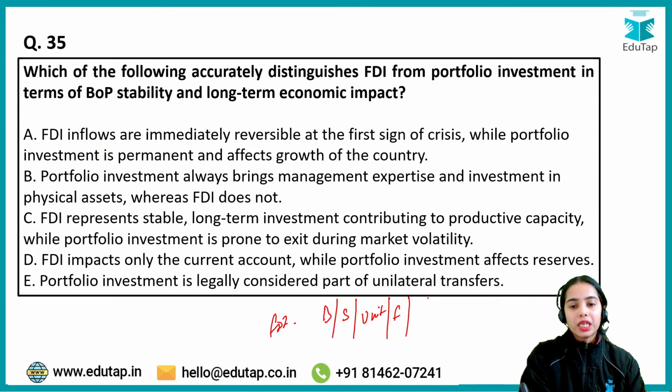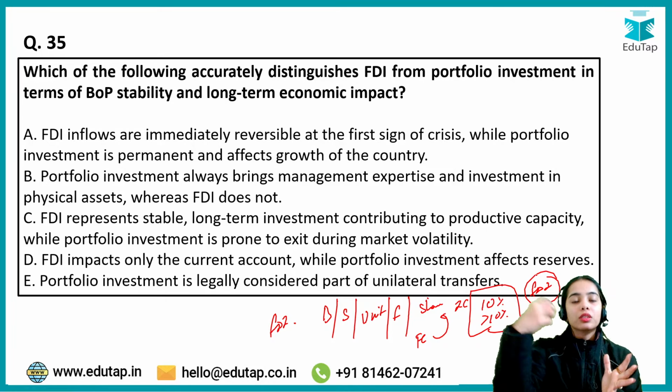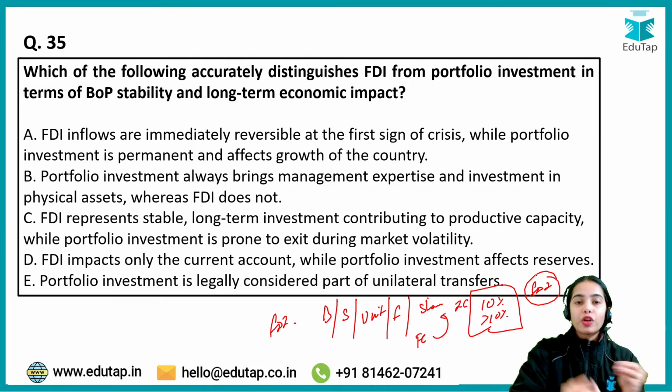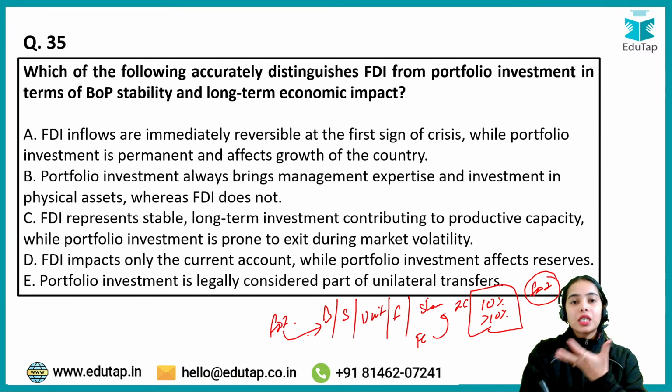Even if a foreign company is buying 10% or more of the shares of an Indian company, this is also considered foreign direct investment, because a huge investment has been made with the aim to earn profit from the functioning of the Indian company in the long term. So FDI is direct, long-term, stable investment that does not fluctuate much. It contributes to the productive capacity.